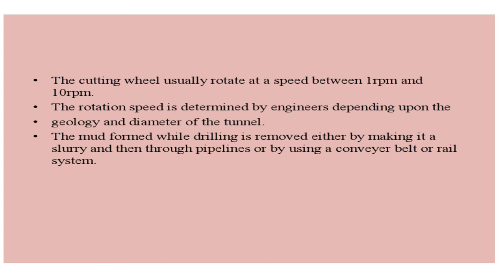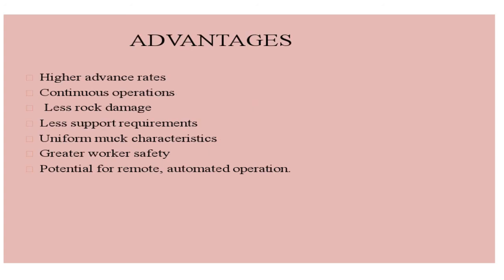The mud formed while drilling is removed either by making it a slurry and then through pipelines, or by using a conveyor belt or rail system. When you are excavating the soil, you will be getting soil and this may cause hindrance to the work. So that soil is to be removed. The soil which is being collected is either made in the form of slurry, that is, a water-like, liquid-like form, and then it is carried through pipelines, or if directly soil or mud is taken, it can be taken by using a conveyor belt or rail system.